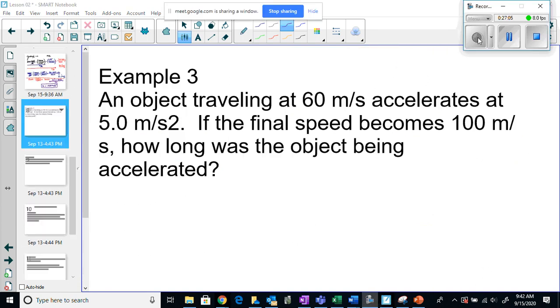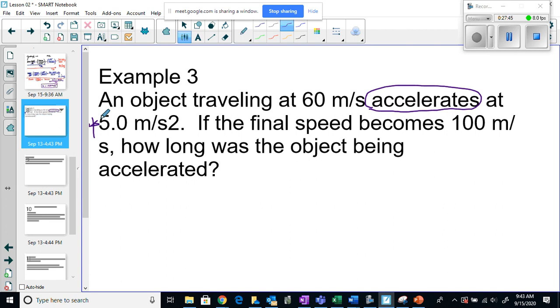Questions? This example here: an object is traveling 60 meters per second, accelerates, just by this word here. What do we expect that this value, 5.0 meters per second squared, is? Positive or negative, guys? Okay, so it's positive. When you see that the word accelerates is in the question, then you know that this is positive, meters per second squared. Great, excellent.